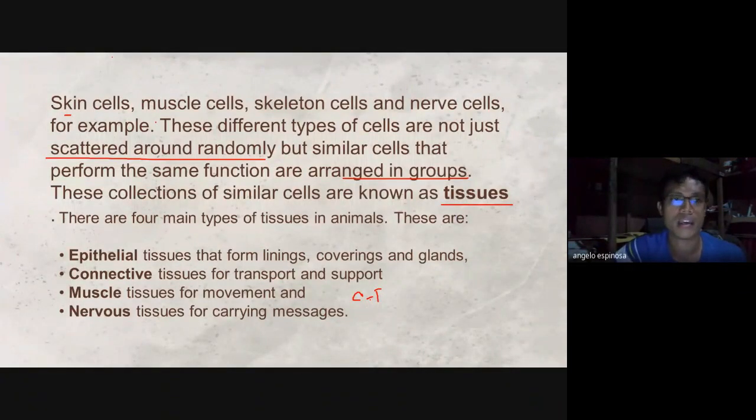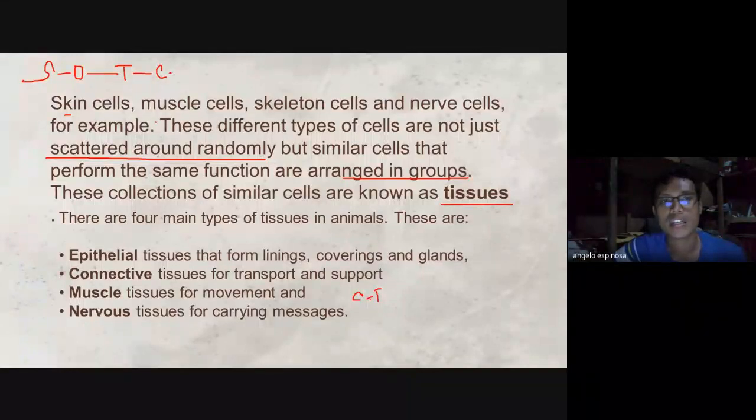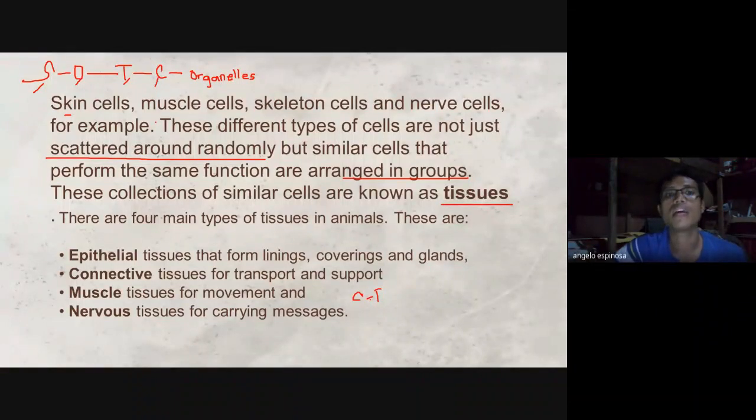Saan ba tayo magsimula? Okay, system tayo magsimula. System is composed of organs, and organ is composed of tissue. And tissue is composed of cells, and cells is composed of organelles. Ayan. Effort talaga magsulat. Very good. So again, system is composed of organs, organ is composed of tissue, tissue is composed of cells, and cells is composed of organelles, okay?